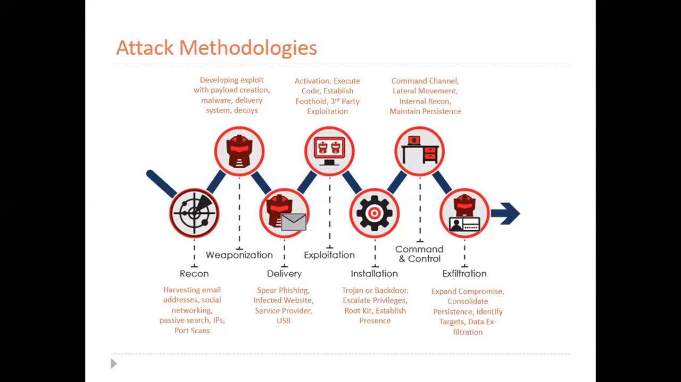Then from there he can choose to install any kind of Trojan or backdoor to maintain his presence, or to escalate the privileges. From there, he can establish his command and control. He can move from system to system. He can perform internal reconnaissance to see what is happening within the organization. And then he can start exfiltrating the information which he is looking for.